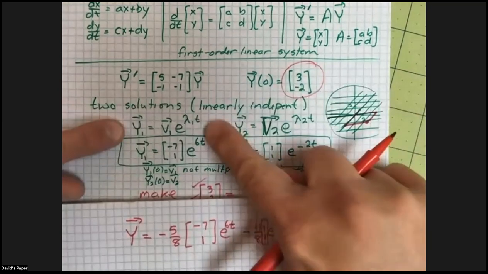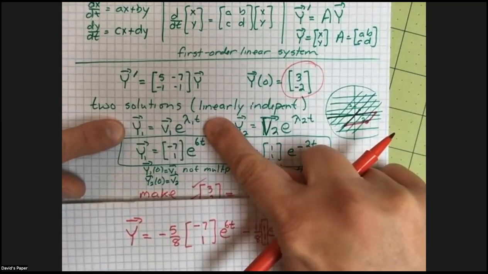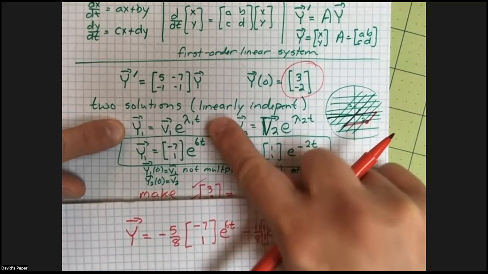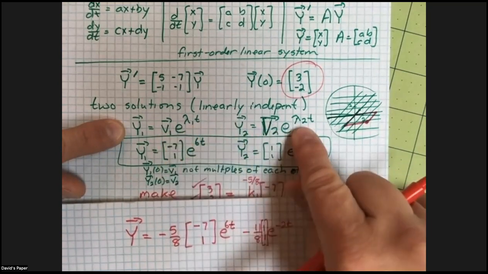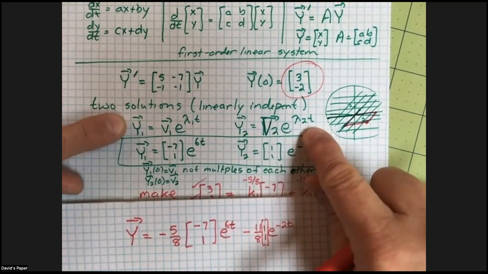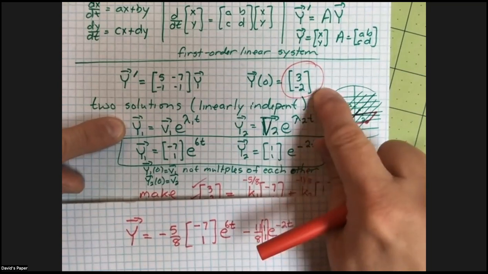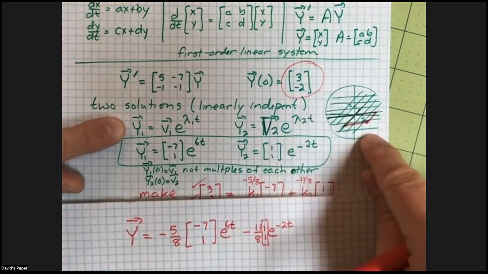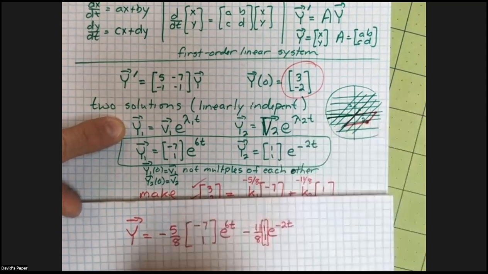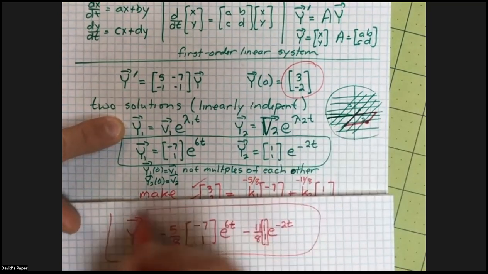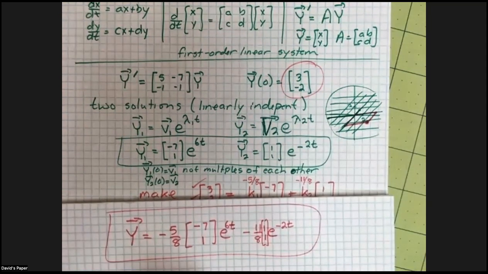So the independent solutions to this system, and you should remember this, are always eigenvector e to the eigenvalue t, eigenvector e to the eigenvalue t. And those two things, if they're independent, can combine to reach any point in the plane, like 3 and minus 2. So now I'm going to open up Mathematica and show you how these two solutions work.